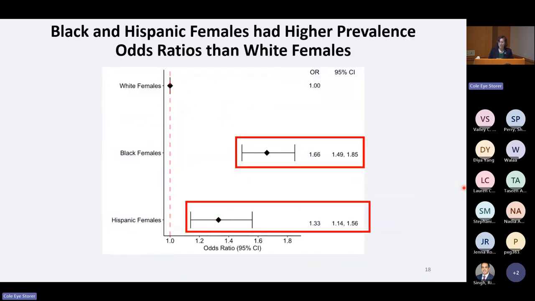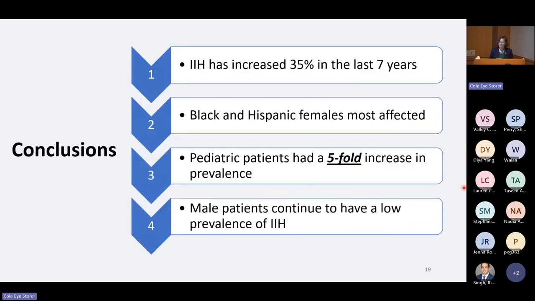So overall, we identified when comparing to a white female that Black females had a 66% increased odds of having IIH compared to being a white female, and Hispanic females had a 33% increase of having IIH. So overall, some conclusions from our initial study. We found that IIH increased 35% in the last 7 years. We found that Black and Hispanic females appear most impacted by this condition, that pediatric patients had a 5-fold increase in prevalence, and that male patients continued to have a low prevalence of IIH.